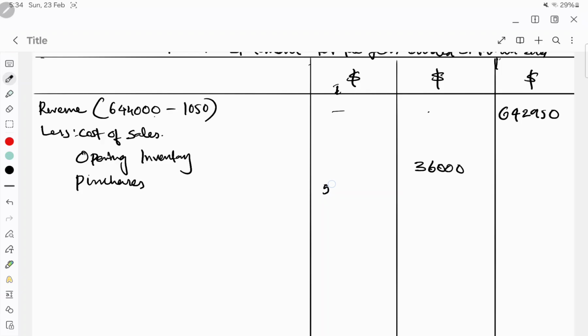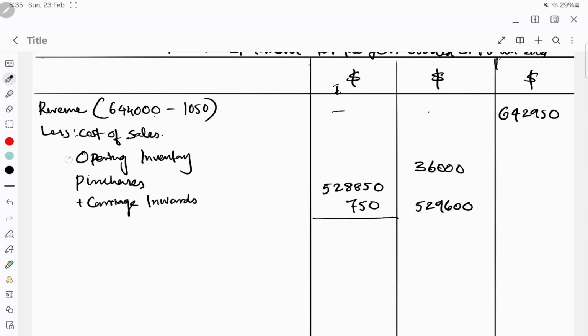So I'm taking purchases 528,850, then plus carriage inwards 750. Okay, goods for own use is not there. If it is there, then it should be deducted here. Okay, so in this question, goods for own use is not given. So that final figure will be 529,600.